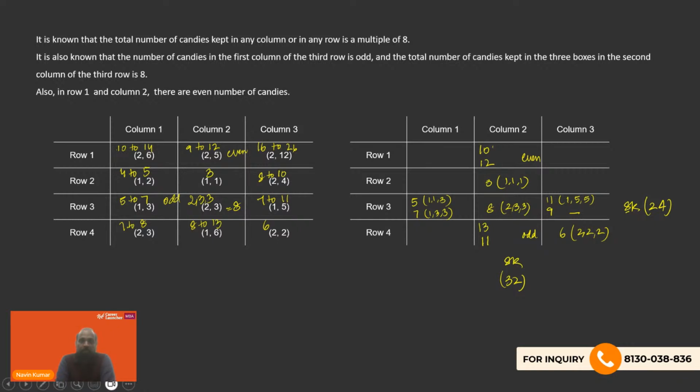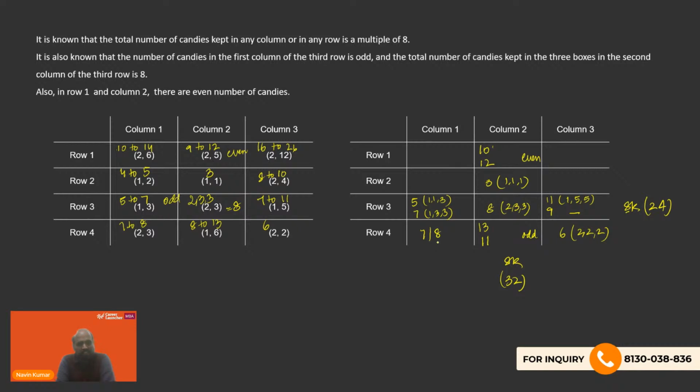Okay. Now, let's look at row 4, because that's more or less complete, right? So we can have 7 or 8 here. So 7 plus 13 is 20. 20 plus 6 is 26. 7 plus 11 is 18. 18 plus 6 is 24. Now that's a multiple of 8.